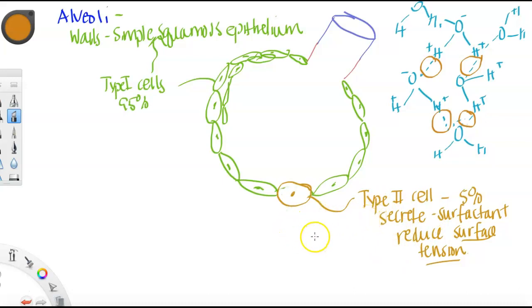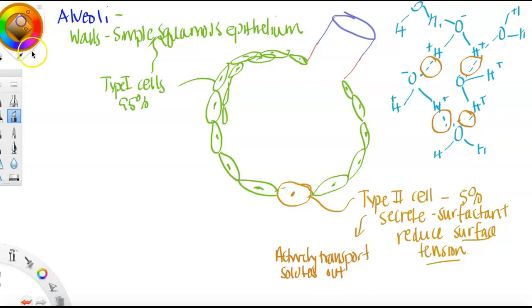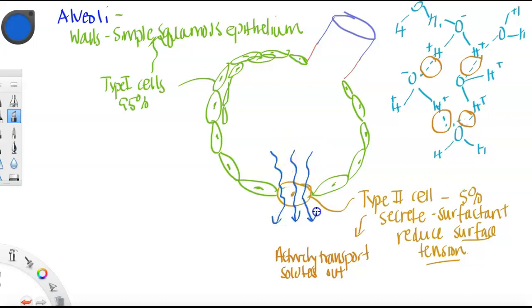Another thing that type 2 cells do is they actively transport solutes out of the alveoli, okay? And as it's doing that, what happens? So it's actively transporting out solutes, and what's going with it?